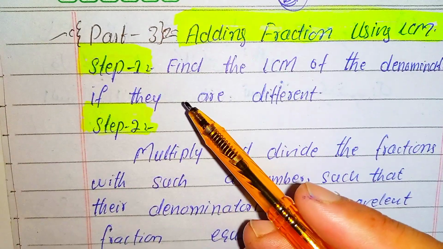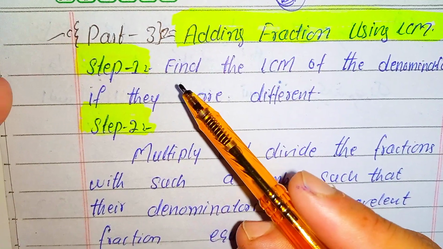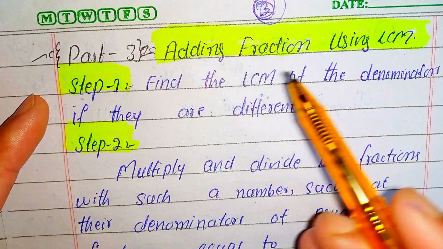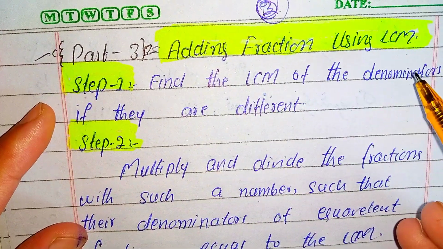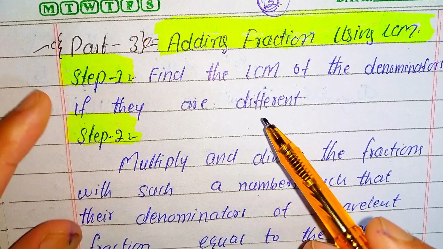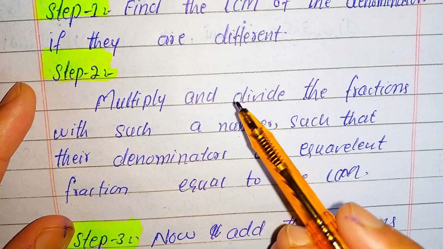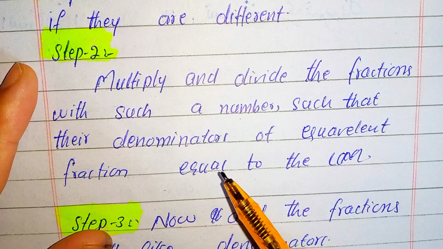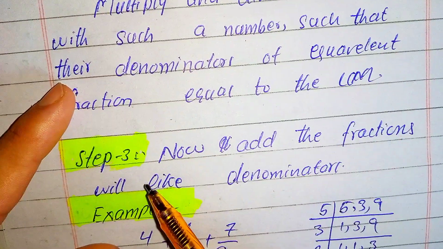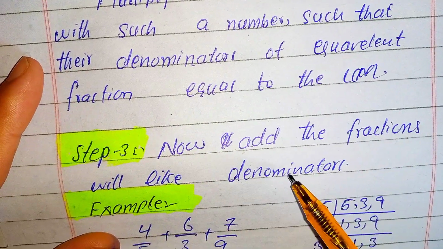We have completed part 2, so we will start part 3, and add fractions using LCM. This method consists of 3 steps. Step 1 is find the LCM of the denominators if they are different. Step 2, multiply and divide the fractions with a set of numbers such that the denominators of the equivalent fractions are equal to the LCM. Step 3, now add the fractions with like denominators.